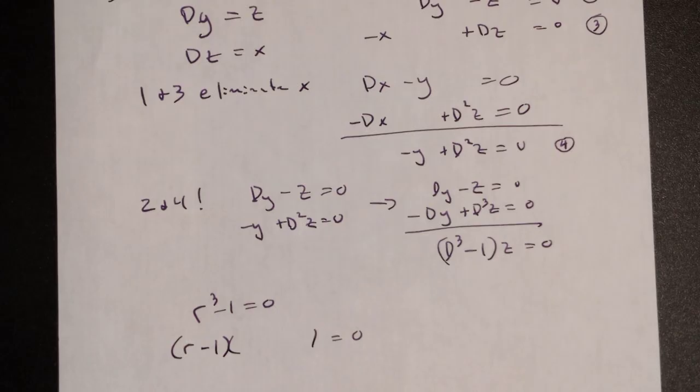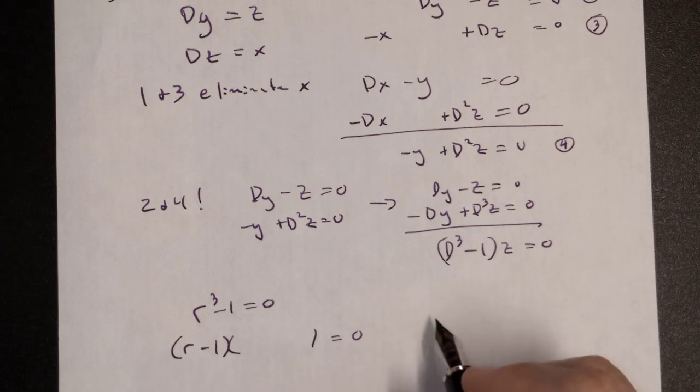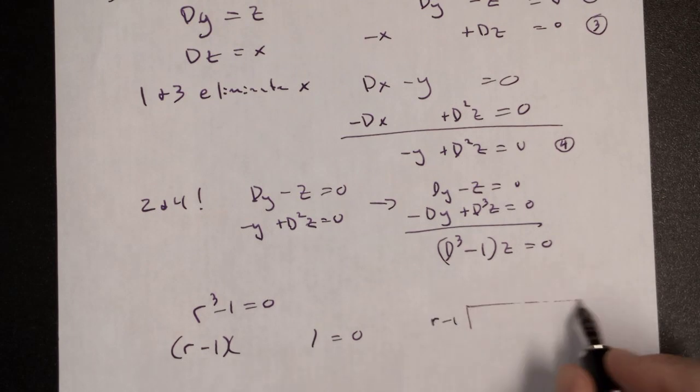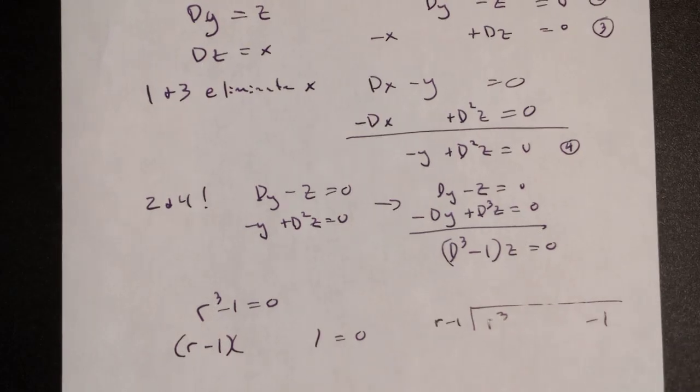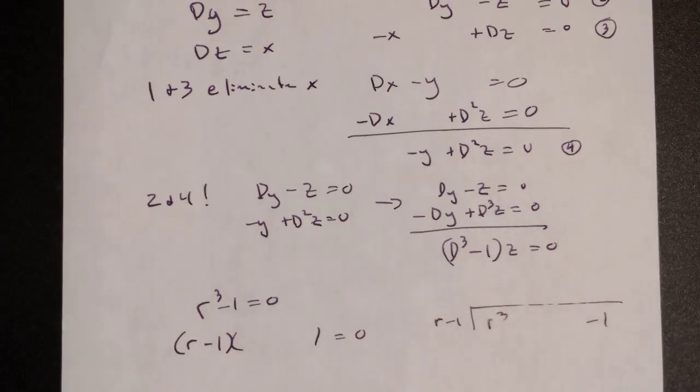R minus one. Yeah, I was going to say it's R minus 1 and something, right? I can do it the hard way. R minus 1 into R cubed minus 1. I can do the division. Hey, if I'm stuck, it's the easiest thing to do, right?